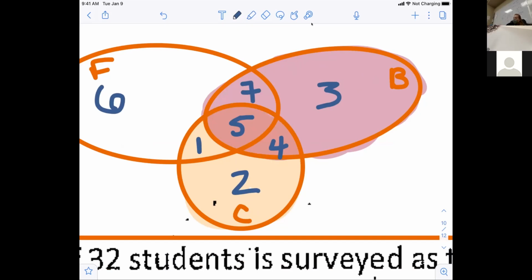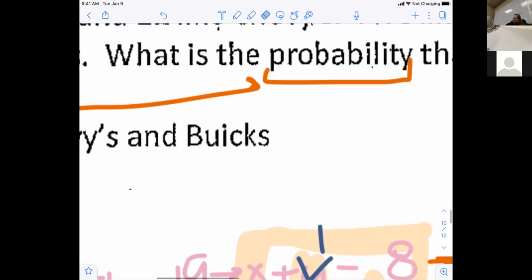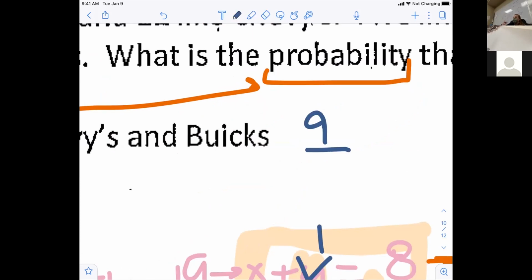Last class you just wanted to say 4 because you were like, well, 5 is for all of them. I didn't say doesn't like Ford. I just said who likes Chevys and Buicks, and that's 9 kids. So I'm gonna do that. Remember, it says probability, so it's not just 9. It's 9 over the total number of students. How many students are there? 32. And if I were to put that in the calculator, see percent, because 9 over 32 doesn't mean anything to me, I would get 28%.